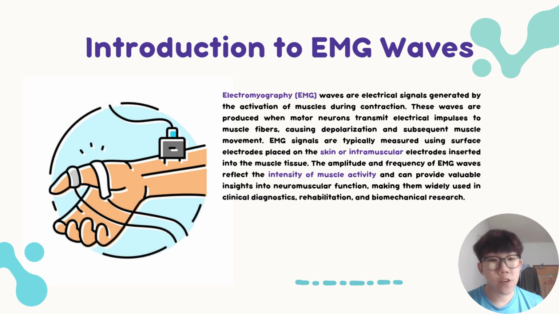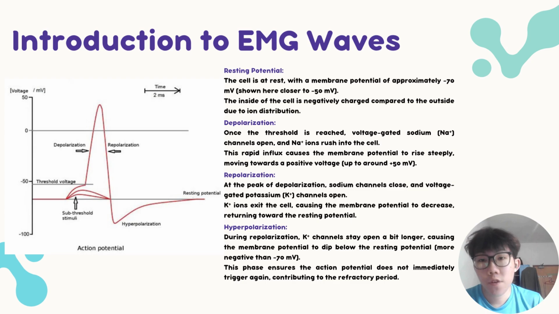The amplitude and frequency of EMG waves reflect the intensity of muscle activity, and they can also provide valuable insight into neuromuscular function, making them widely used in clinical diagnostics, rehabilitation, and biomechanical research. Continuing, this is the diagram of the action potential. For the resting potential, the cell is at rest with a membrane potential of approximately negative 70 mV, and the inside of the cell is negatively charged compared to the outside due to the ion distribution.